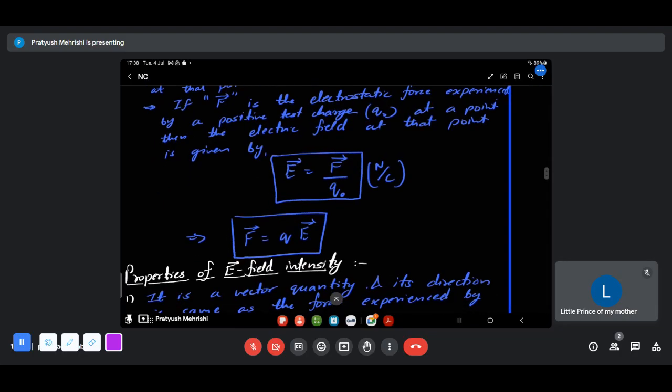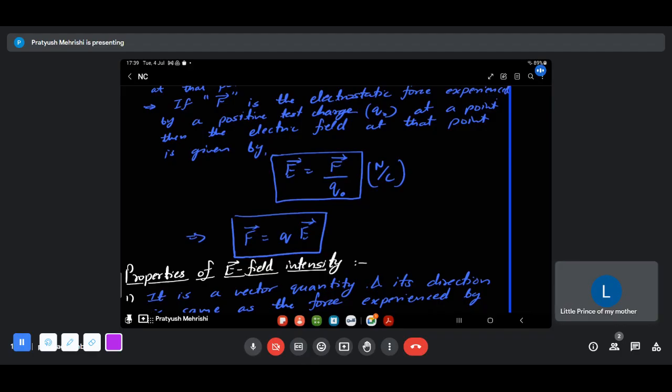Got it? So it should be only positive charge only. For the definition, we use a unit positive charge.